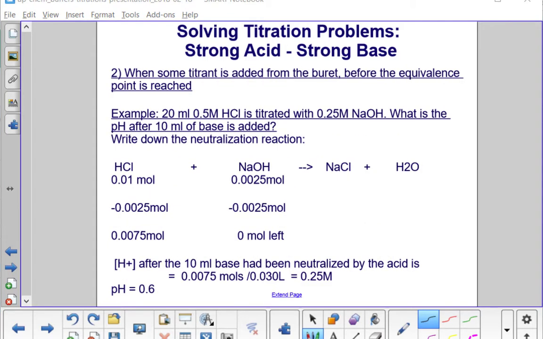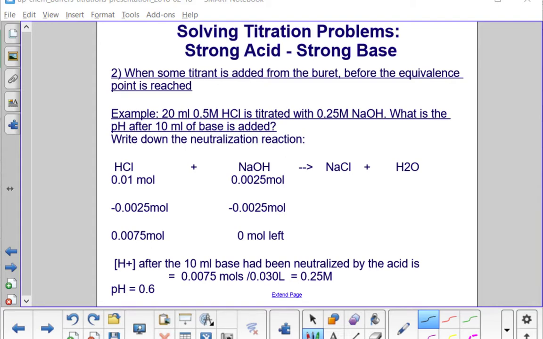In zone 2, that's when some titrant is added from the burette before the equivalence point. Okay, so remember the equivalence point occurs after the addition of 40 milliliters of base. So we just should choose anything before that 40 milliliters. So here's an example. If I start again with 20 milliliters of 0.5 molar HCl, titrated with 0.25 molar NaOH, what is the pH after 10 milliliters of base is added? So I know I'm before the equivalence point because I'm before the addition of that 40 milliliters of base.